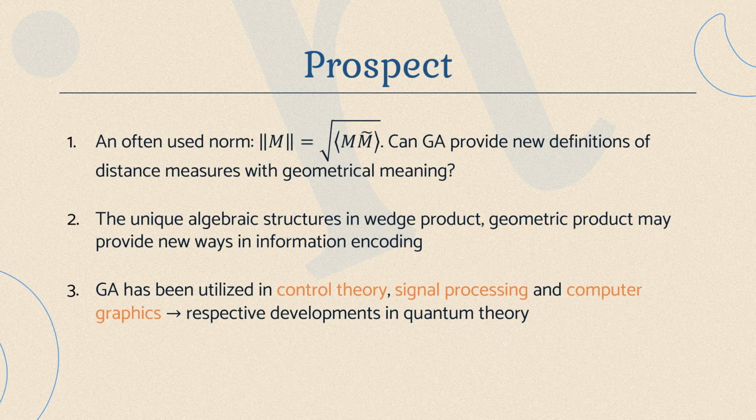Some things that we didn't discuss are the use of the norms of multivectors, denoted more often than not as the square root of the zero-grade projection of M times M tilde. So perhaps GA can provide us with new definitions of distance measures with their geometrical meanings. Moreover, the unique algebraic structures in the wedge product and geometric product may provide us new ways in information encoding. Lastly, as of right now, geometric algebra has been widely utilized in control theory, signal processing, and computer graphics. So perhaps we can use geometric algebra as a bridge between quantum theory and the respective fields, for example, quantum control theory, and discover more about the theories.